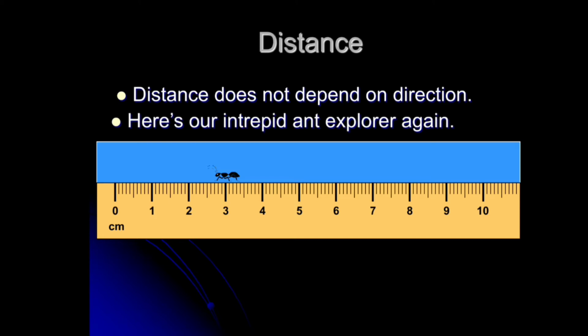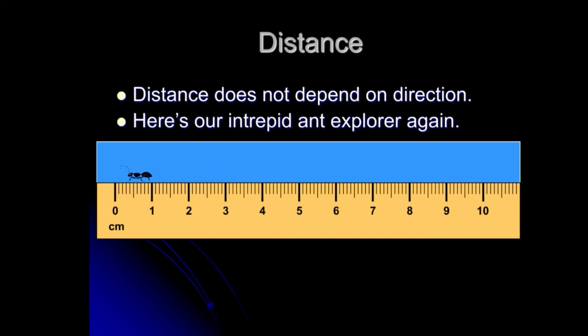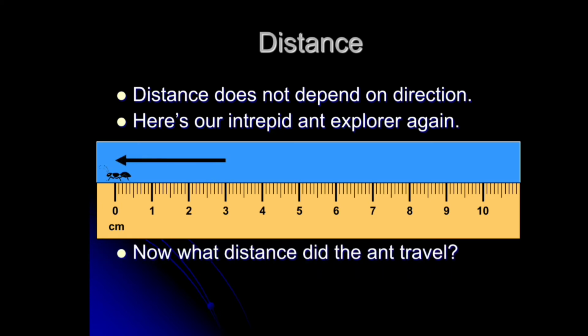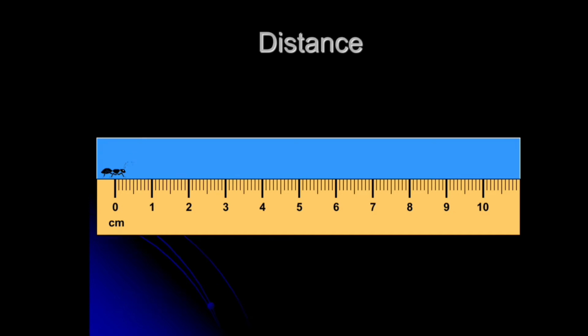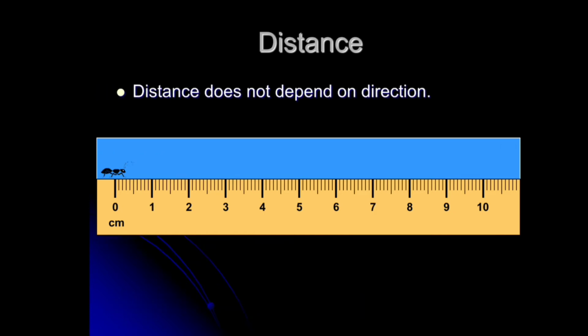Here is our intrepid ant explorer again. Now, what distance did the ant travel? Again 3 centimeter. Does his direction change the answer? No. It is 3 centimeter only, because here distance does not depend on direction.